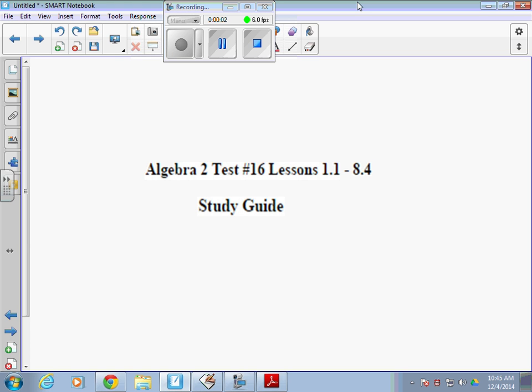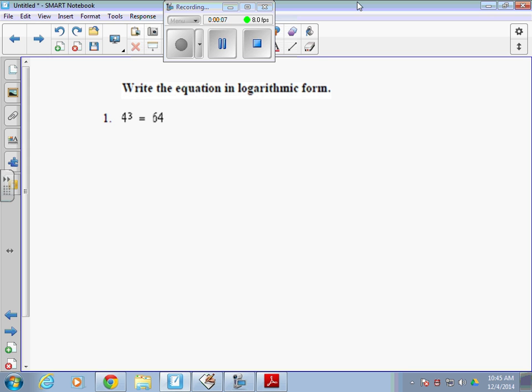It's Algebra 2, study guide for test number 16. Got through logarithms. First one says write the equation in logarithmic form. The base is 4 that's being raised to the third power is 64. So it's going to be like this. Log base 4 of 64 is equal to 3.